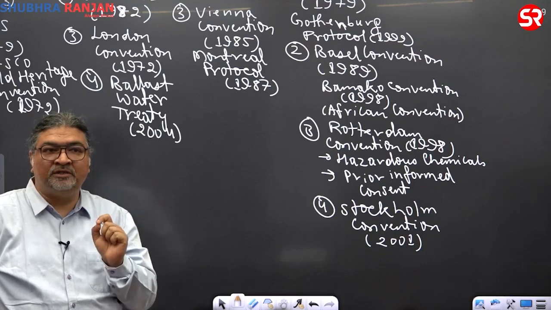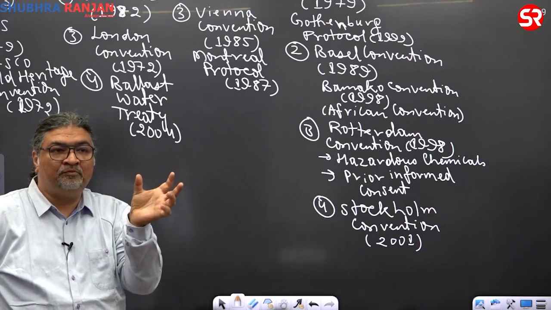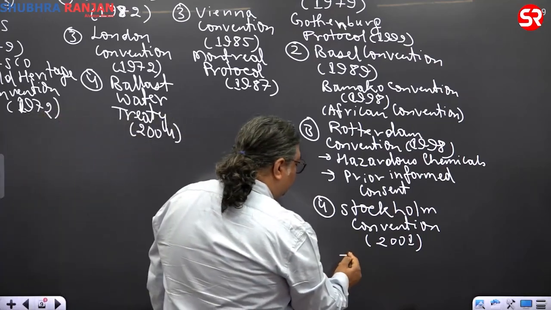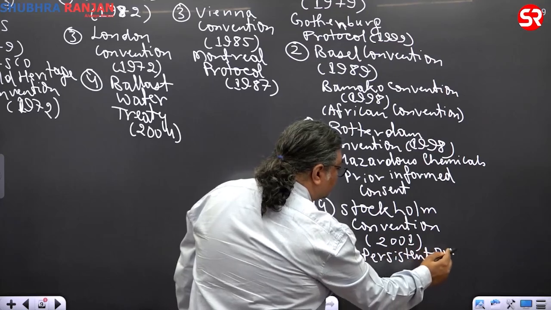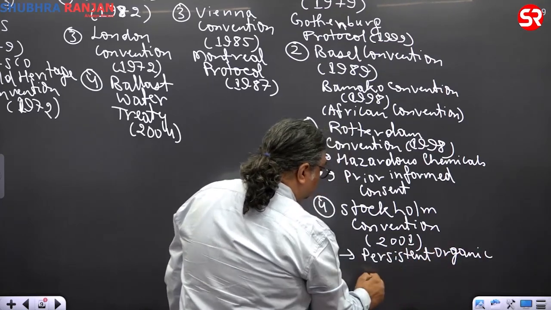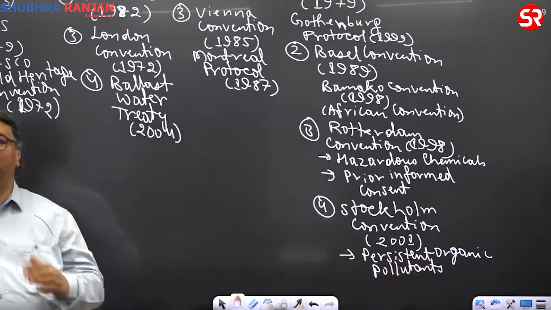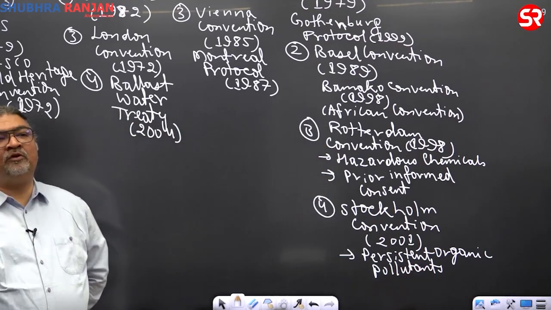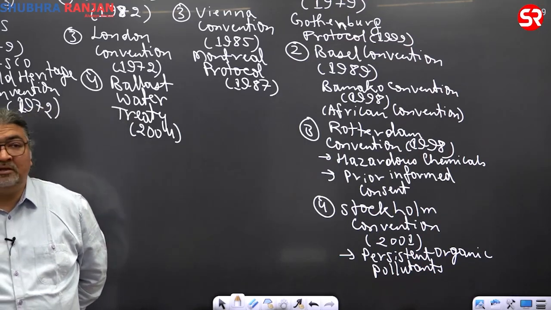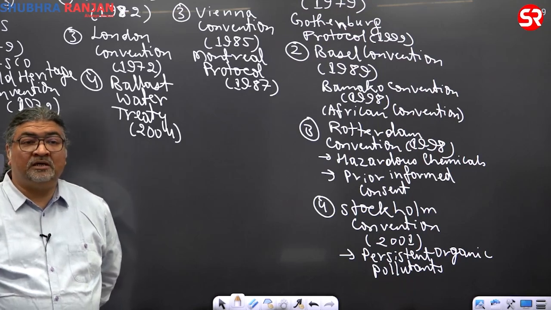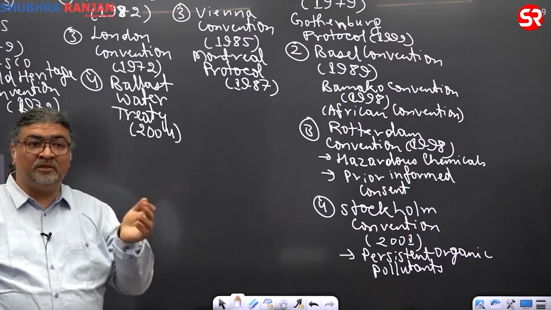Now, what does the Stockholm Convention deal with? I'll use a very important word, POP: persistent organic pollutants. You can write here, it deals with persistent organic pollutants. What does persistent mean? Which stay in the environment for a long time. And in that context, what comes here? Chemical pesticide, herbicide, insecticide, and all these are hazardous because they may be affecting soil, water, and even human health.